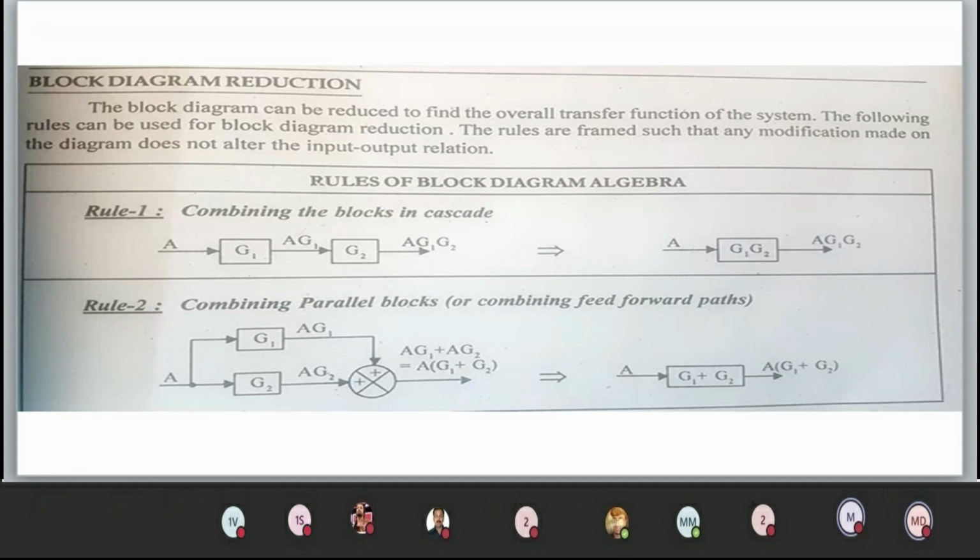So these are the first two basic rules to understand block diagram reduction. In both the rules, you can notice two blocks are converted to a single block. And the most important thing a student should understand is the output must not be affected when you reduce the block. That's very, very important. Take care that you never disturb the output.